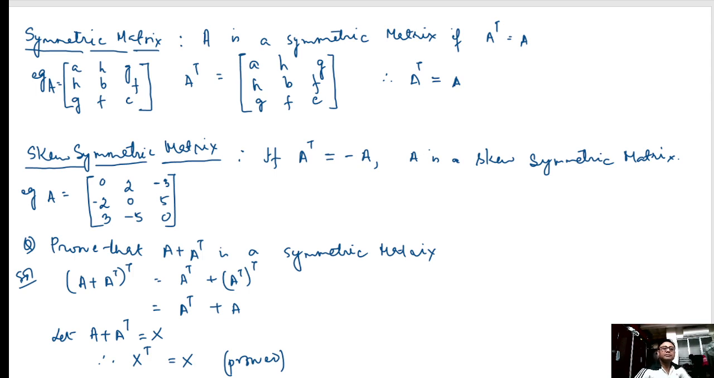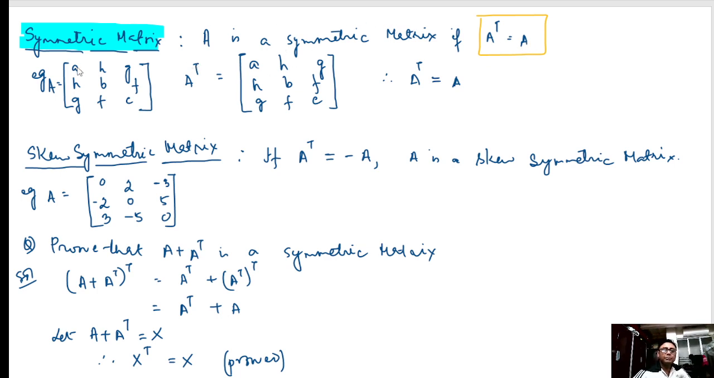Next, friends, another very important topic we are now going to deal with, which is symmetric matrix. So what is a symmetric matrix? A is a symmetric matrix. This is a very, very important condition. If after doing the transpose of A, you get the same matrix, that means the matrix will be called a symmetric matrix. Clear?